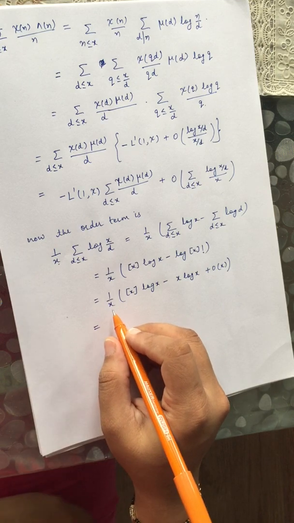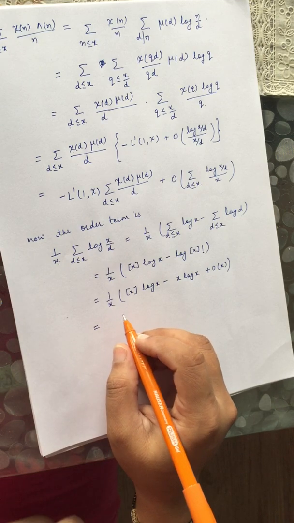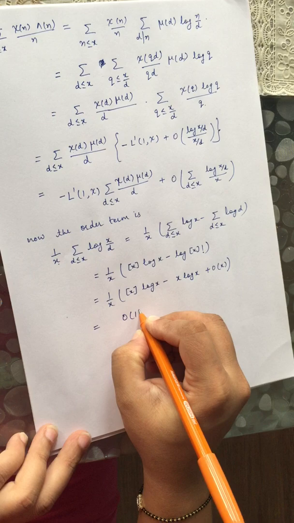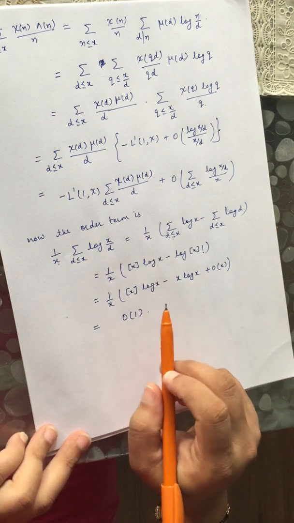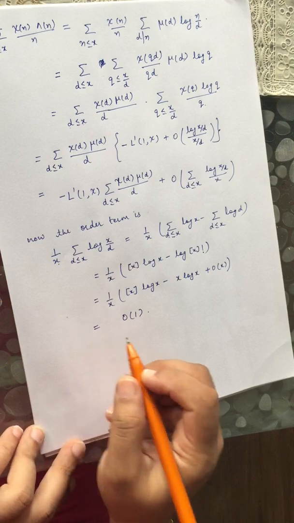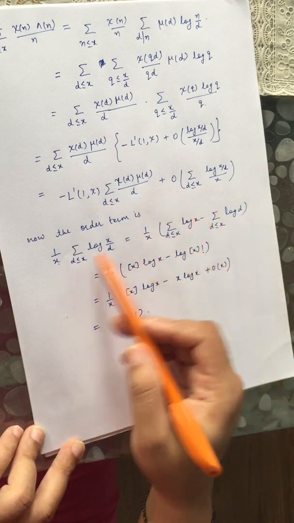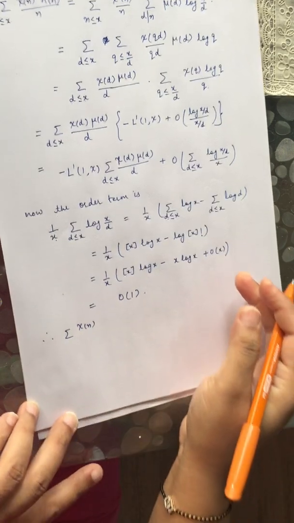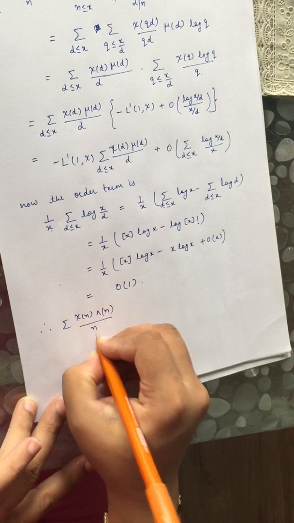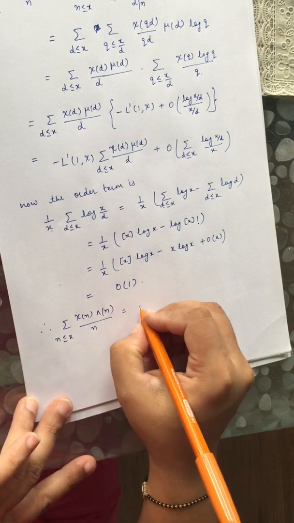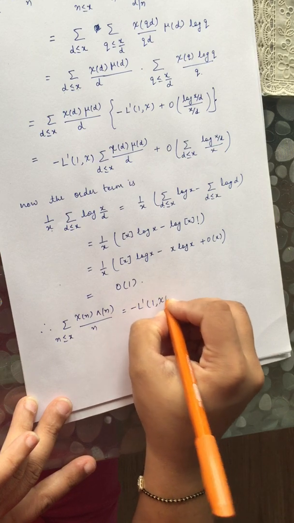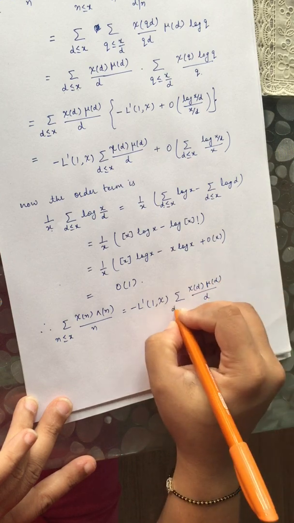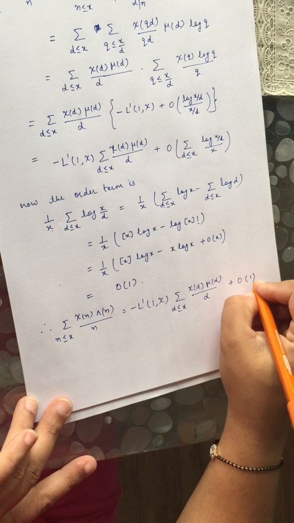And when we divide by x, this will be less than or equal to 1. Similarly, O(x)/x is O(1). So all the terms can be written as O(1). Therefore, now we put the value of the order term here, and we get this summation χ(n)λ(n)/n, which is minus L'(1,χ) summation χ(d)μ(d)/d plus O(1).